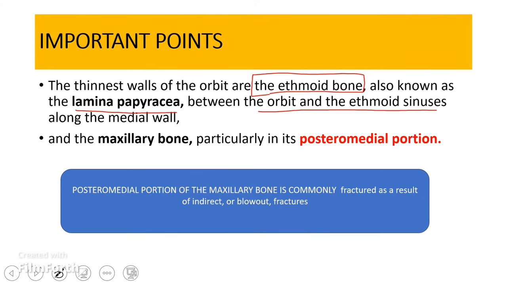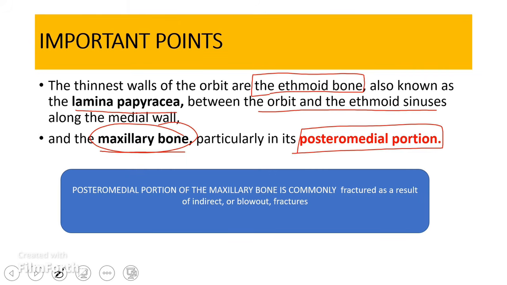Apart from that, one more weak area is the posterior medial portion of the maxillary bone, right? And therefore many times you are asked questions like which is the thinnest wall of the orbit. So the thinnest wall of the orbit, also the weakest wall of the orbit, is the lamina papyracea or the medial wall of the orbit.